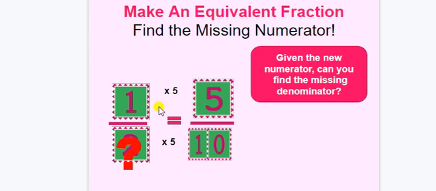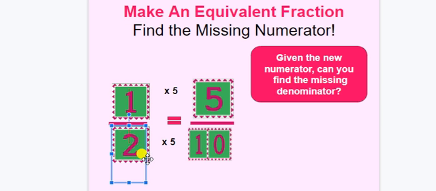So find out 1 into 5 is 5. So what do we do to 10 to get the denominator of 1? Obviously, we will move back. When we move in the reverse direction, we will divide 10 by 5 to get the denominator. So when we divide 10 by 5, we will get 2.